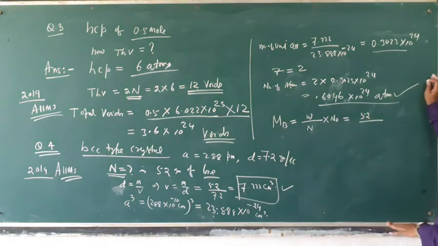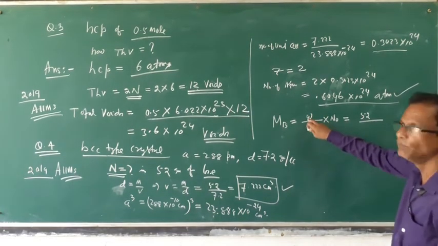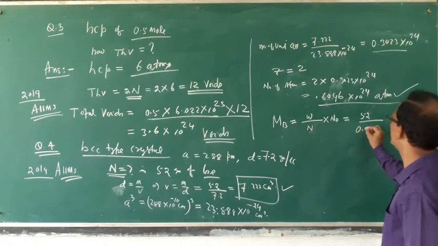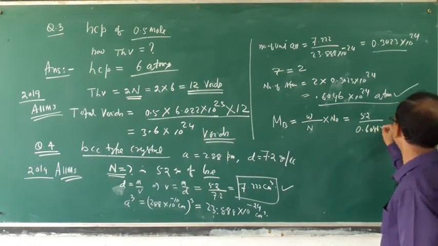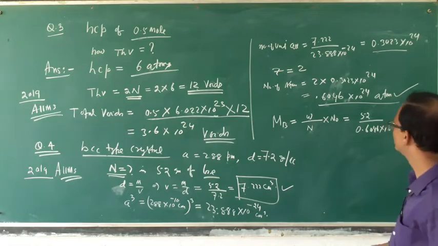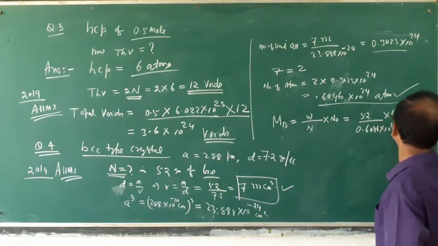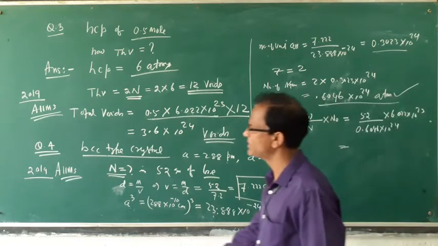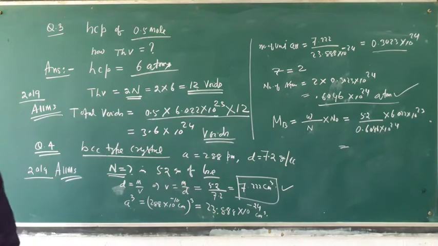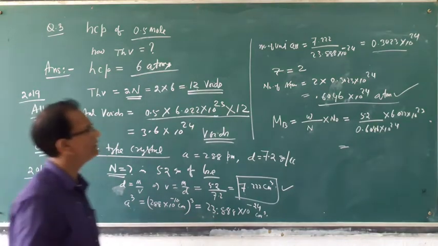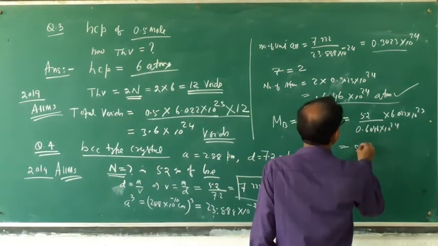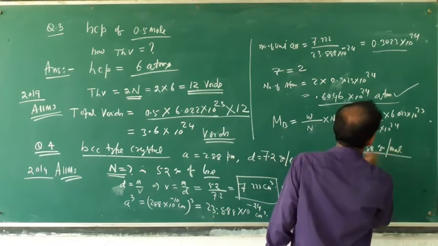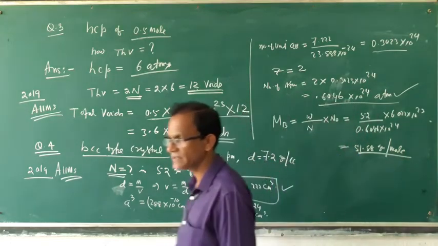If molar mass is asked, then you can do like this. W is 52, N is calculated, 0.6046 into 10 to the power 24. Then Avogadro's number is 6.022 into 10 to the power 23. So the result is molar mass approximately 51.88 gram per mole. This is the molar mass.